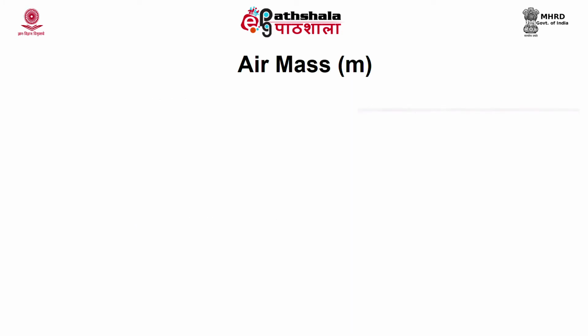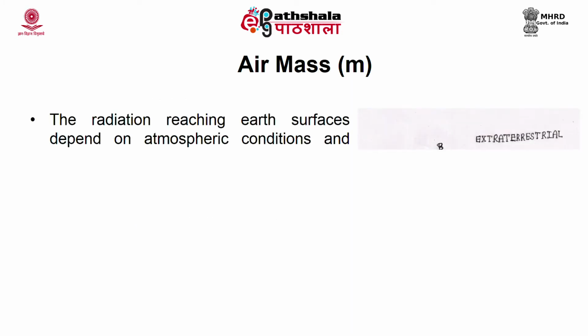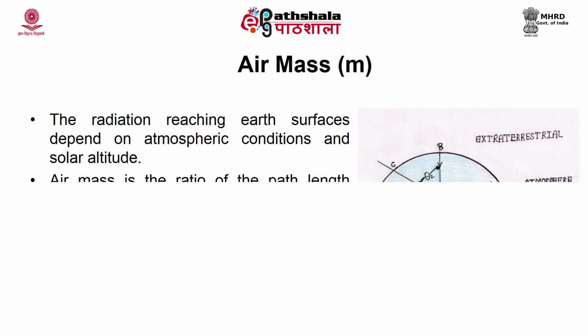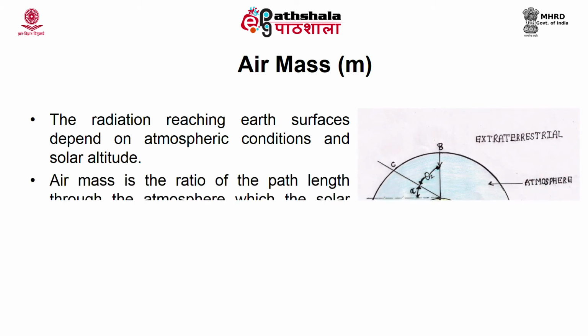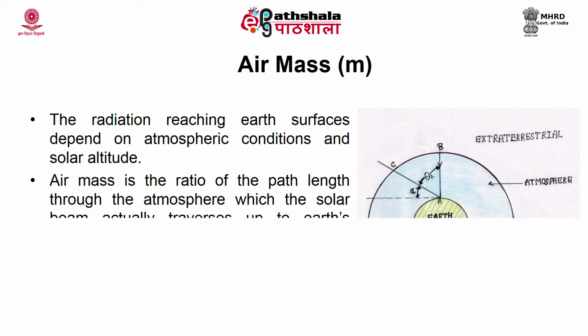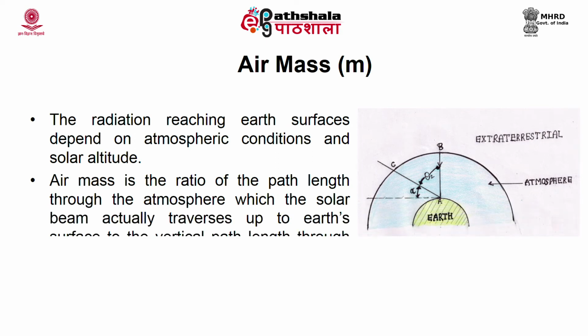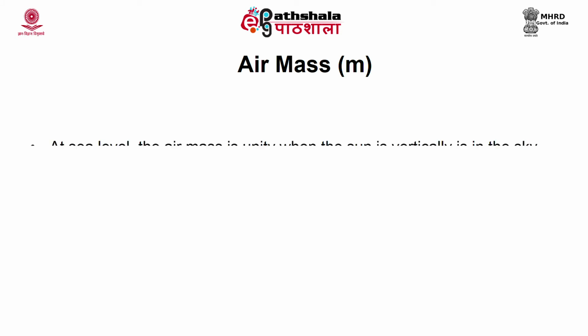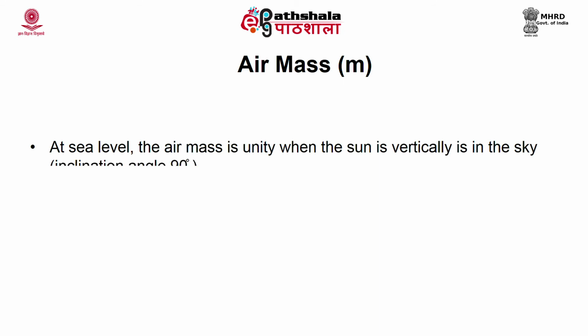Air mass. The radiation reaching Earth's surface depends on atmospheric conditions, depletion and solar altitude. So, the air mass is the ratio of the path length through the atmosphere which the solar beam actually traverses up to Earth's surface to the vertical path length through the atmosphere. At sea level, the air mass is unity, that is 1, when the sun is vertically in the sky, that is, it has an inclination angle of 90 degrees.